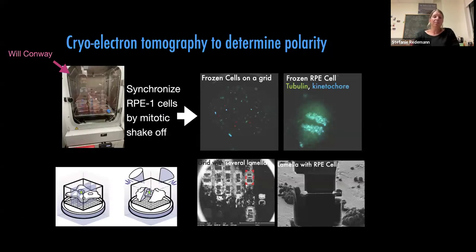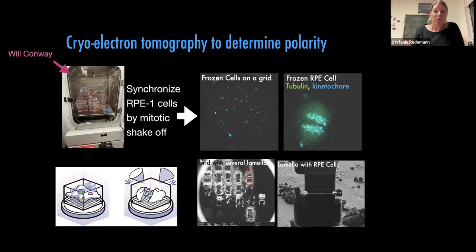Okay, just to sum this workflow up, here you can see Will again in this reflection, and he's growing the RPE1 cells. He's doing a mitotic shake-off to enrich for mitotic cells. We plunge freeze, and you can see those are the cells on the grid, and this is a zoom in. We use an Airyscan with a liquid nitrogen stage to image those cells. You can see here tubulin as a marker and kinetochore, and you can really now see what stage the cell is in and whether you should or should not process it.